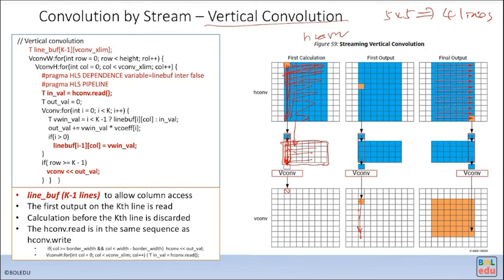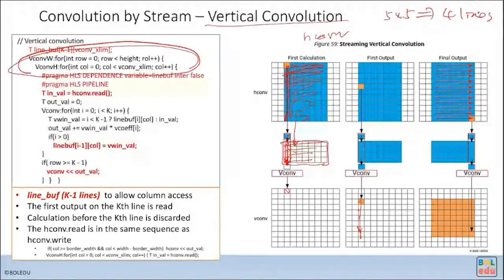So let's look at the code. In here, you also have two outside loops, the row loop and the column loop, exactly the same as this order. And since the access pattern is different, you need to have a line buffer. That's where the line buffer is introduced. For the line buffer, you shift the entry in this line buffer.